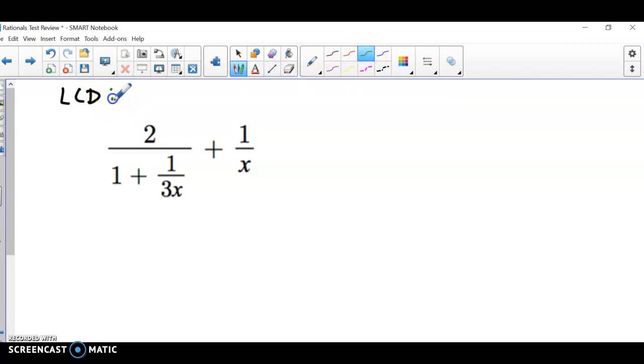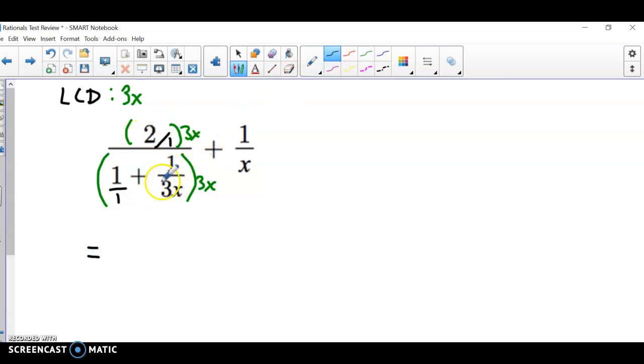So for the least common denominator of just this one here, I've got a 2, and like I said, if we see something without a denominator, we can give it a denominator of 1. I've got a 2 over 1, I've got a 1 over 1, and I have a 3x. So that's pretty easy since 2 of my denominators are just 1. I'm going to take this 3x, that's my least common denominator here. So I'm going to multiply the whole numerator here by 3x and the whole denominator here by 3x.